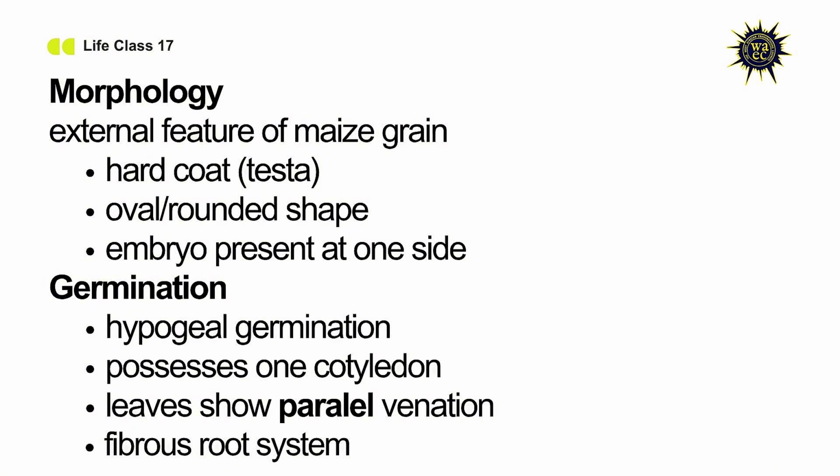It possesses one cotyledon, right? And the leaves show parallel venation. That's an important feature of monocots, that's an important feature of one seed leaf. Then it has a fibrous root system.